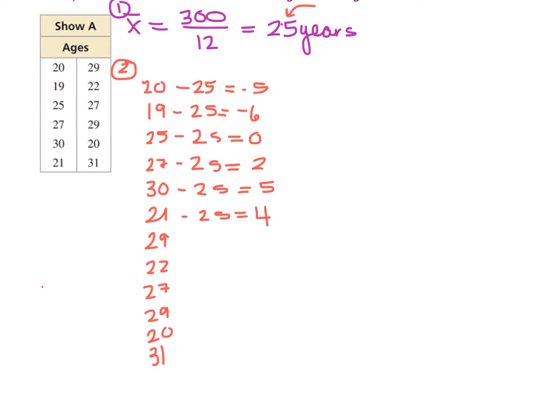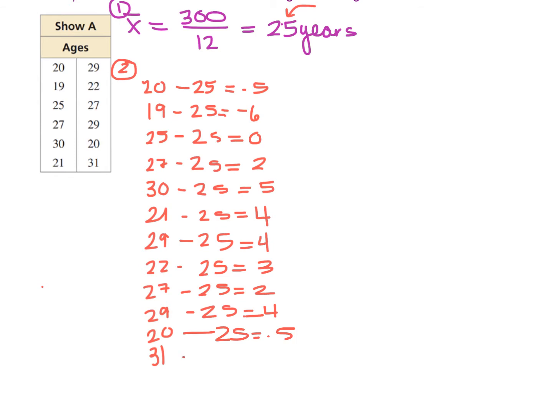Then we have 4, 4, 3, 2, 4, negative 5, and 6. So that's our second step, is to find all of our deviations.